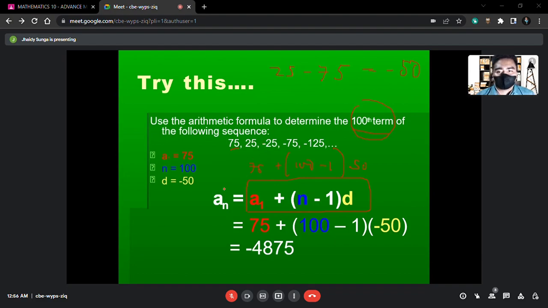So 100 minus 1, it will be 99, right? So times negative 50, right? Then you will add 75, right? Then we will have the answer of negative 4,875. Alright, so I want you to take note of the formula because it is really important. If you get the 100th term manually, it will take you a long time. Alright? Alright. So to continue, no?